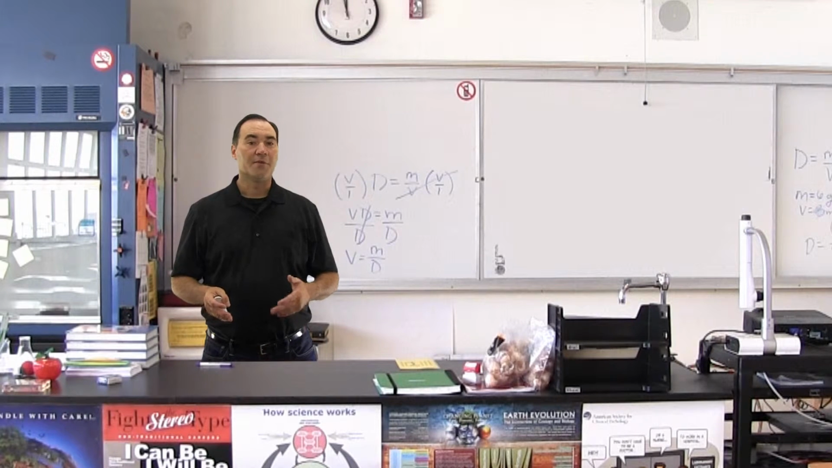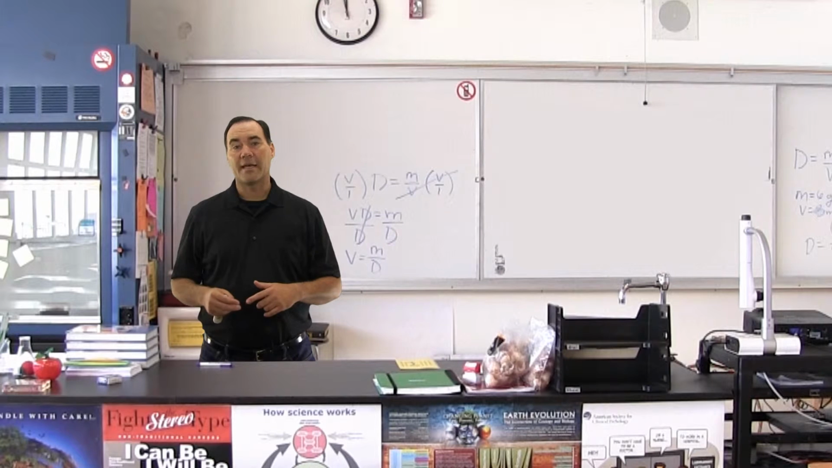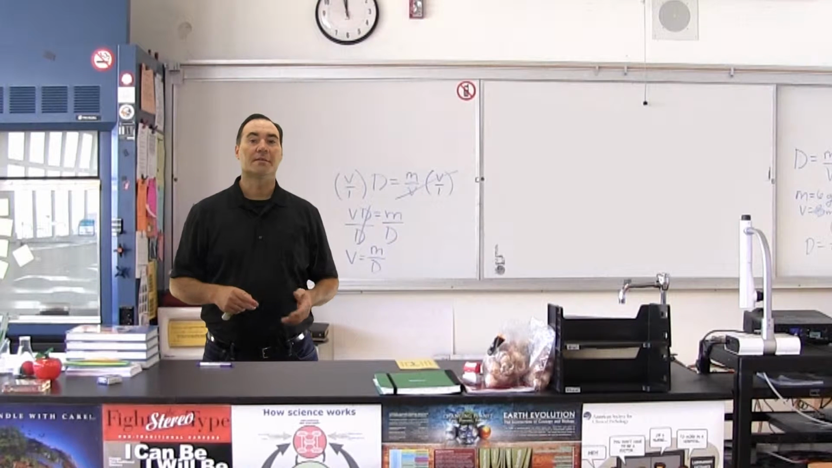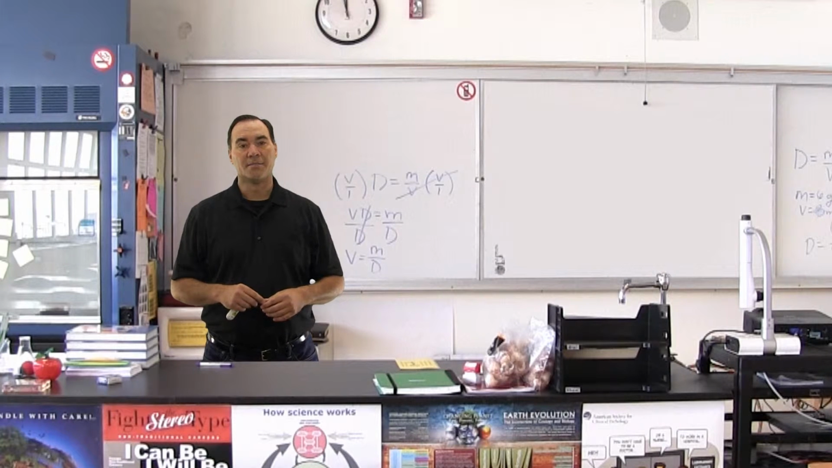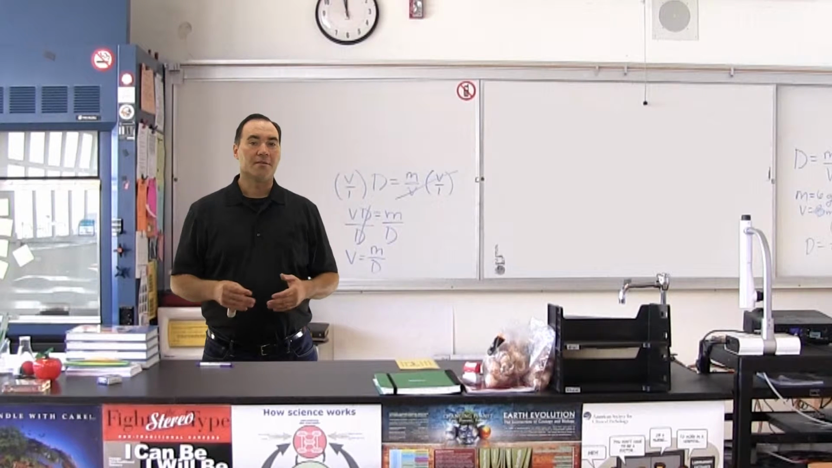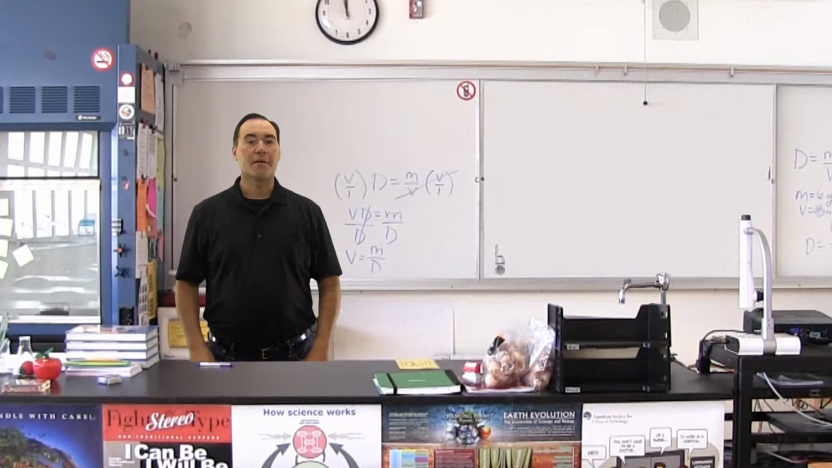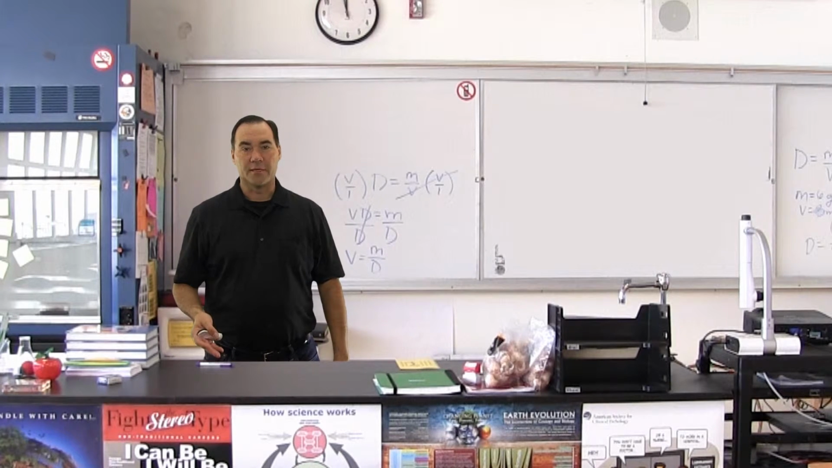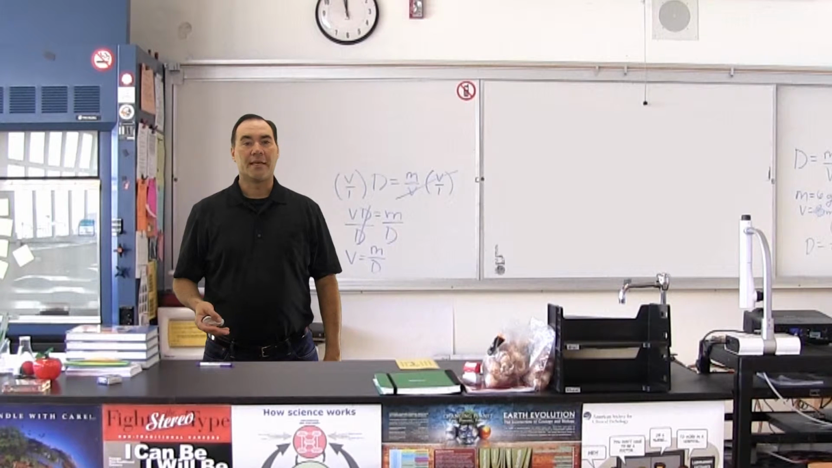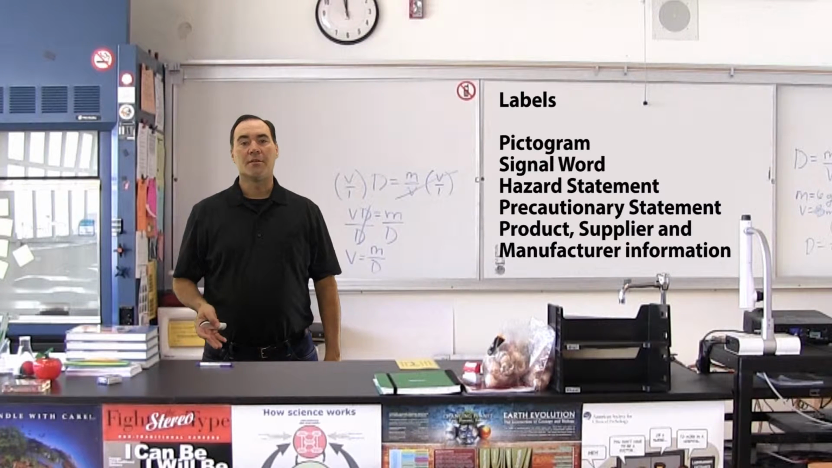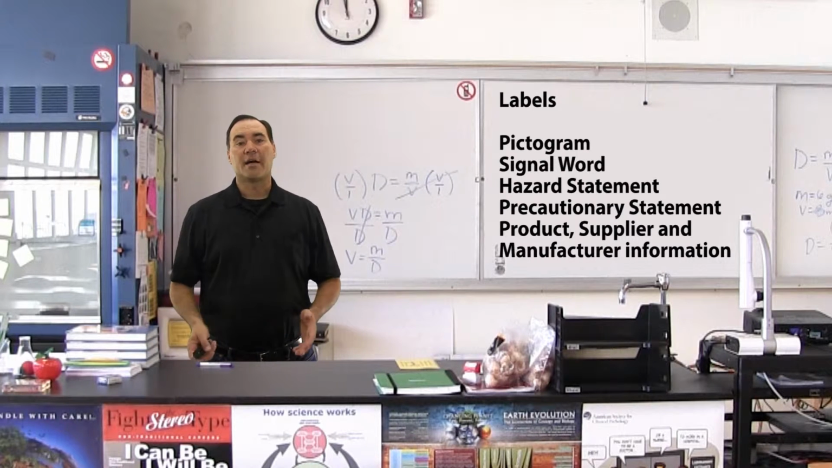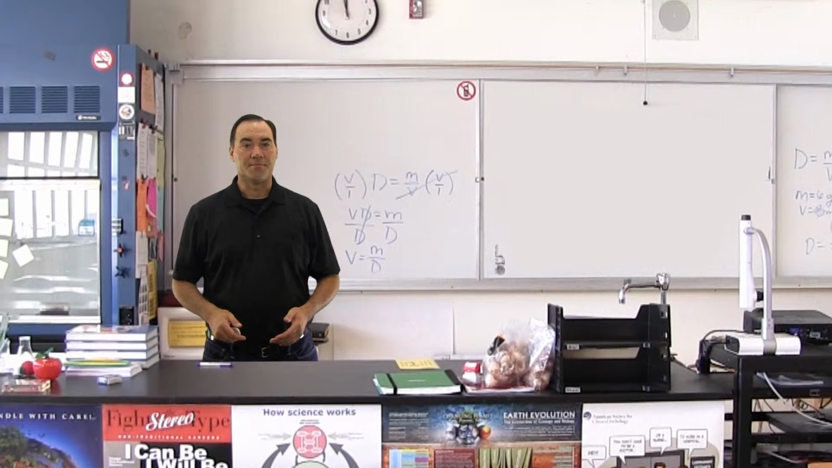In addition, if you place the chemical into a secondary container, that container also must contain a label with the name of the product and its associated hazards. The new labeling requirements under GHS provide several new label elements and make it easier to quickly determine what you're dealing with. Each label will contain a pictogram, the signal word, a hazard statement, a precautionary statement, product identification information, and supplier and manufacturer information.